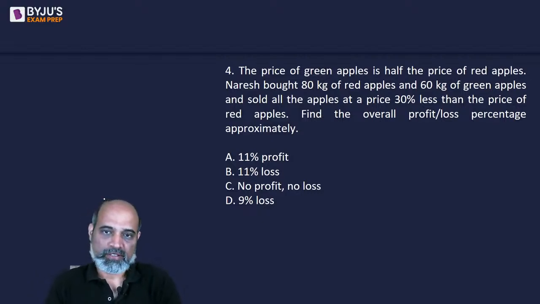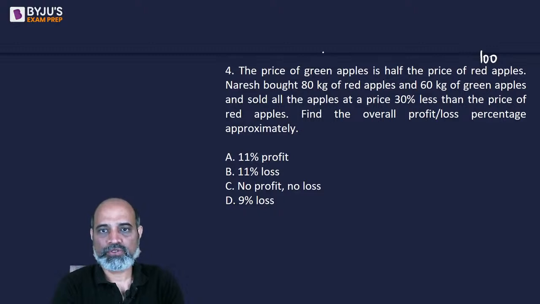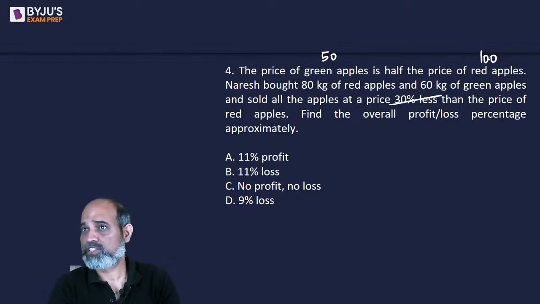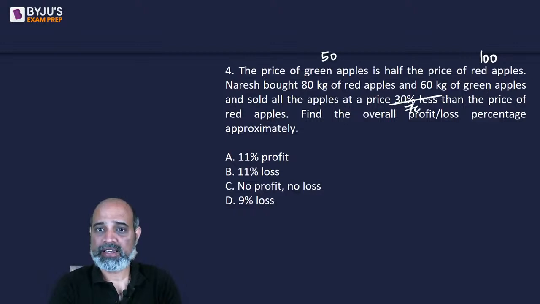Now, as you can see that since the prices are not given to us, we can assume it to be anything, right? So let's take the price of red apples as 100 and the price of green apples as 50. Then the overall price at which he sells is 30% less than the price of red apples. So instead of 100, it will now become 70.